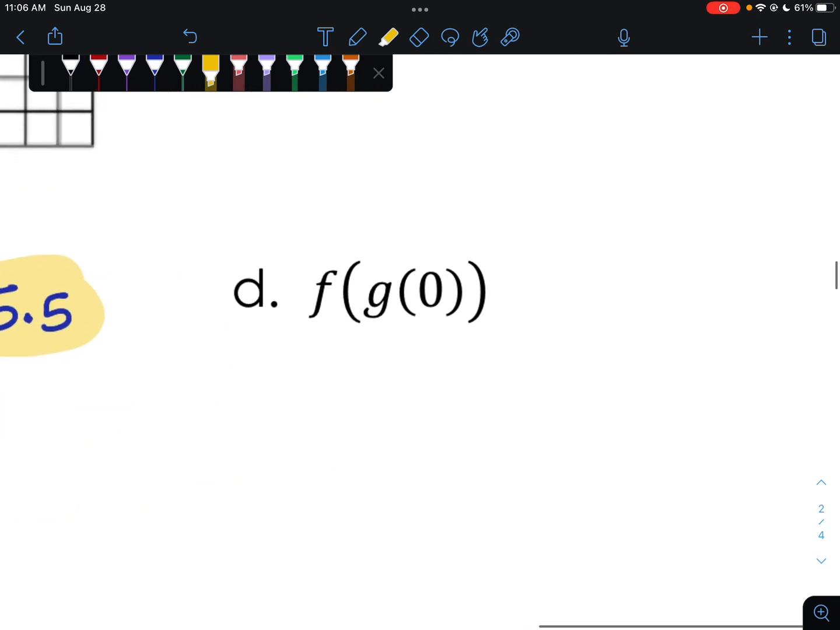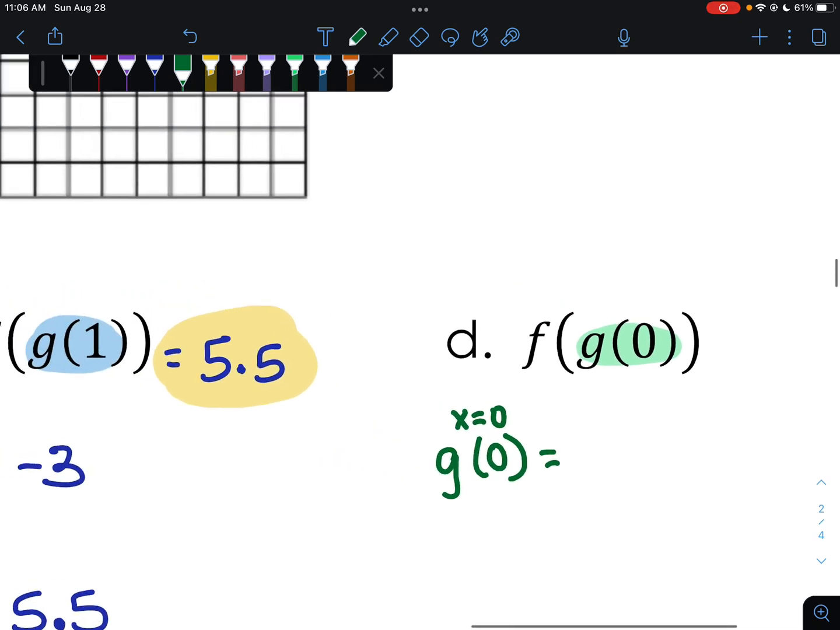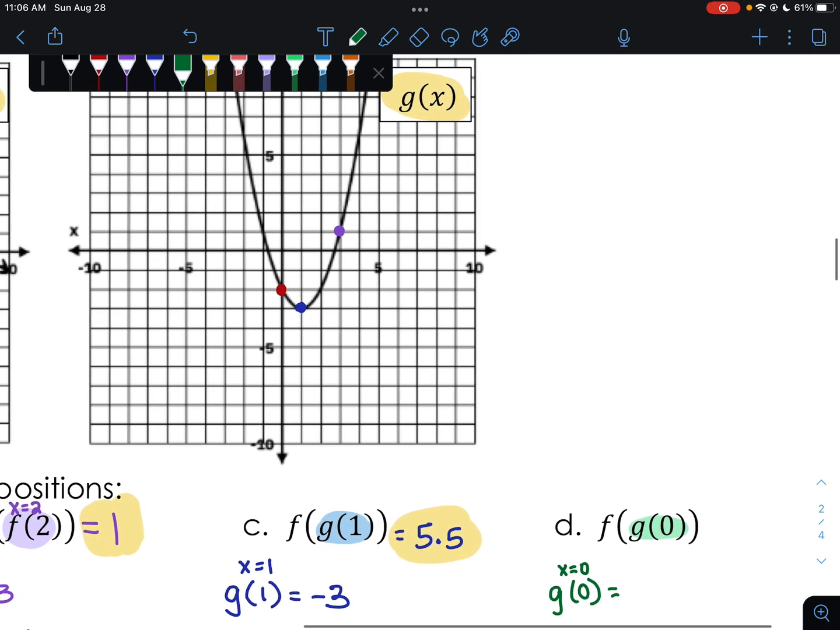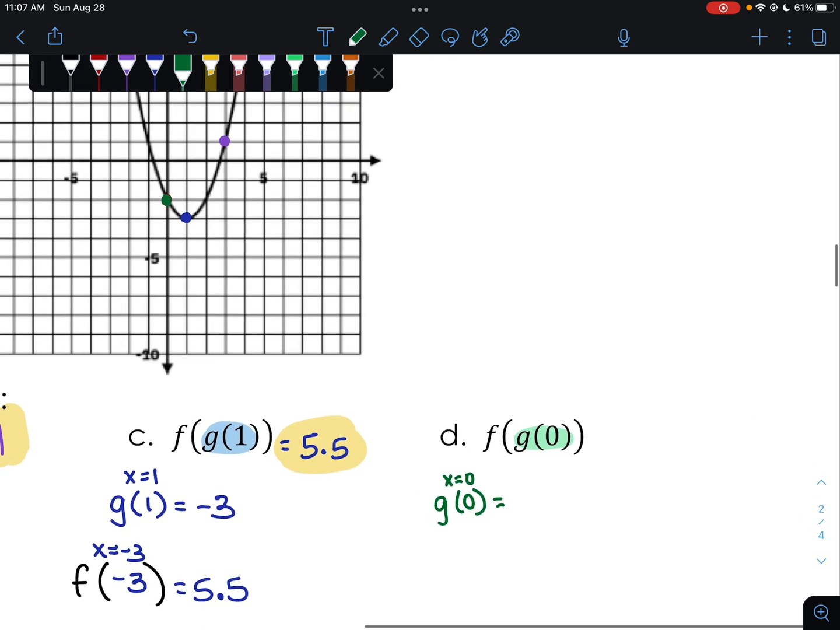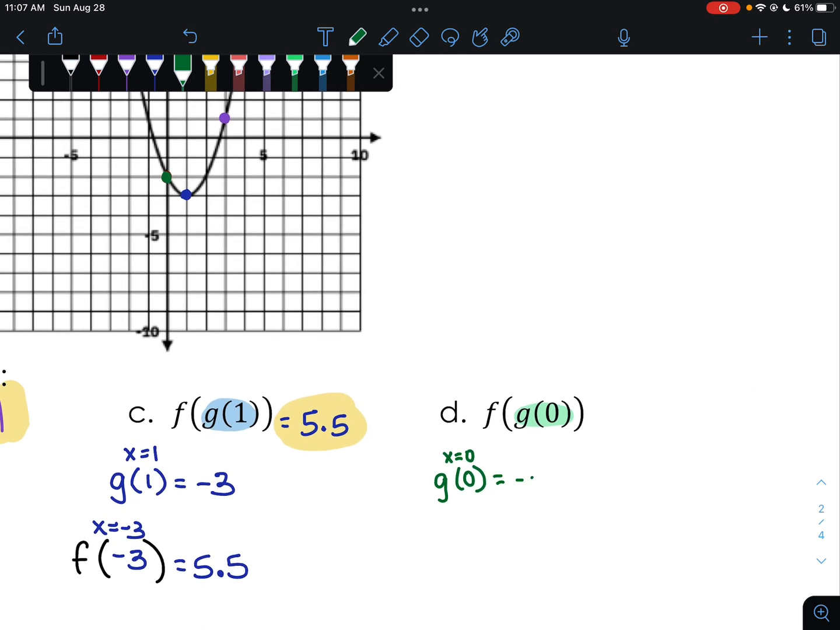Looking at the next one, f of g of 0. So I start with g of 0. So g of 0 is saying that when x equals 0 on the g graph, what is my y value? So I go to my g graph, I find g of 0, right here, and that was negative 2. So g of 0 equals negative 2. So I can rewrite this as f of negative 2.